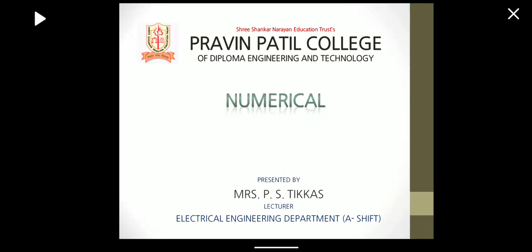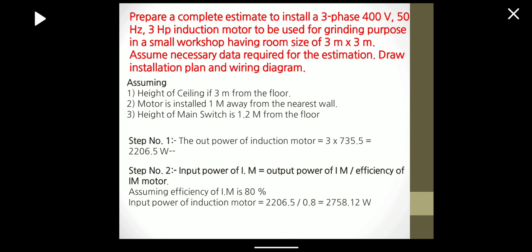Next is examples on industrial installation. First, prepare a complete installation to install a 3-phase 400 volt 50 Hz 3 HP induction motor to be installed for grinding purposes in a small workshop, having a room size of 3 meter by 3 meter. Assume the necessary data required for the estimation. Draw the installation plan and the wiring diagram.